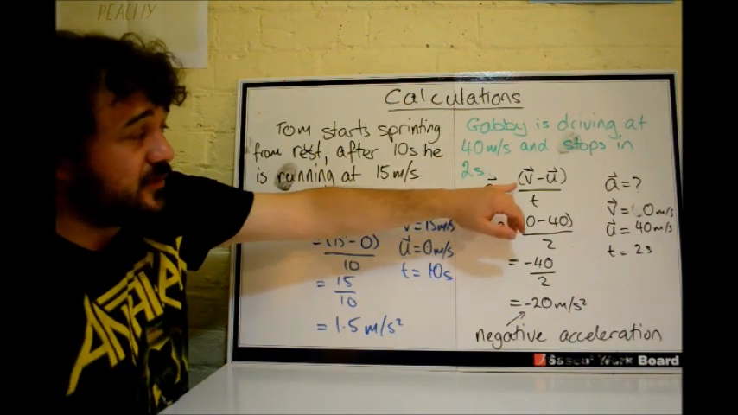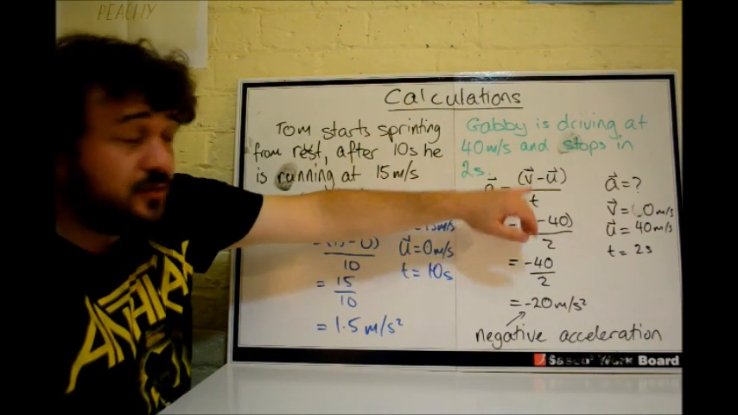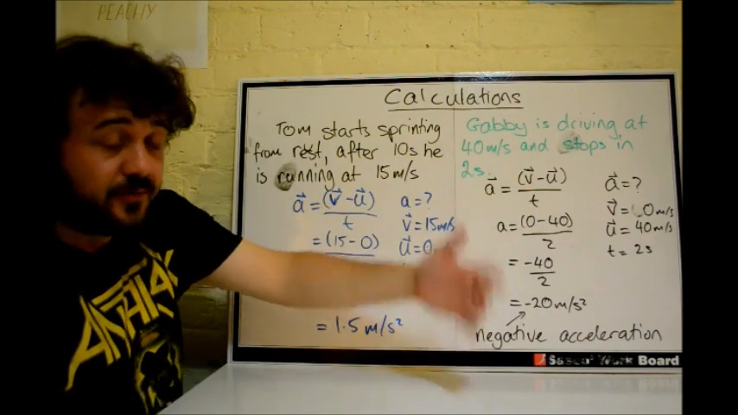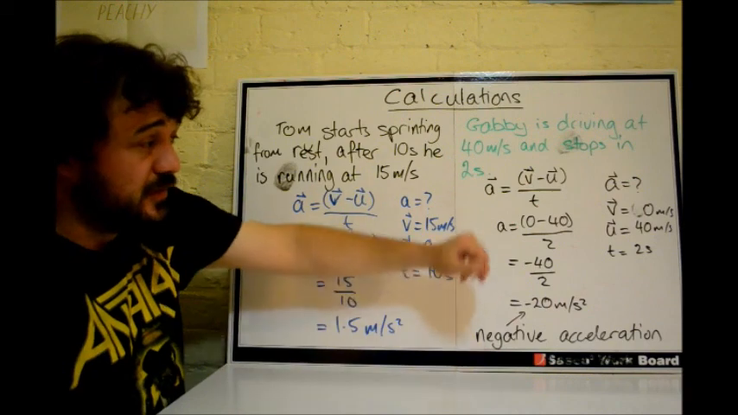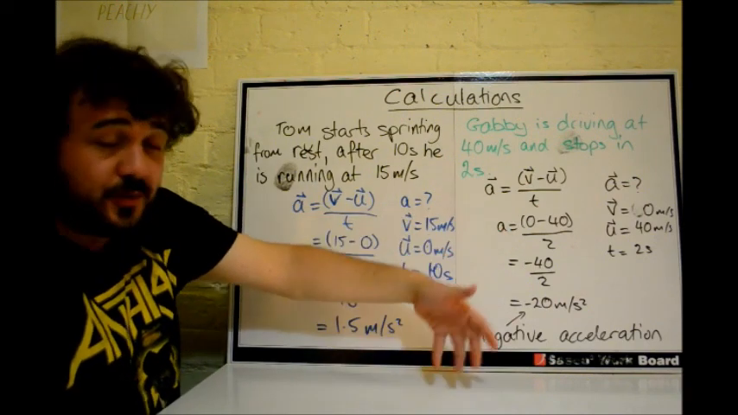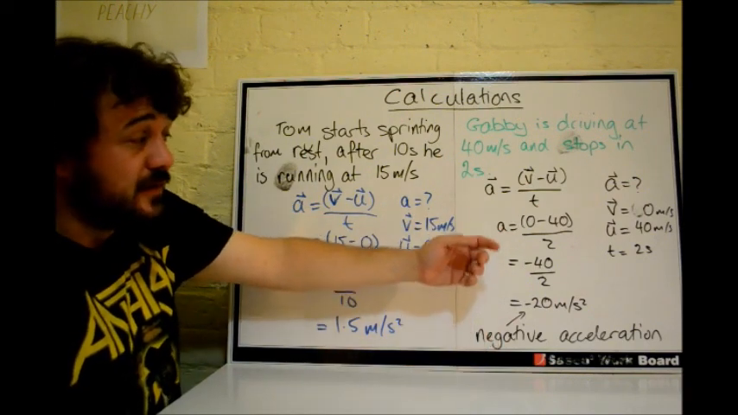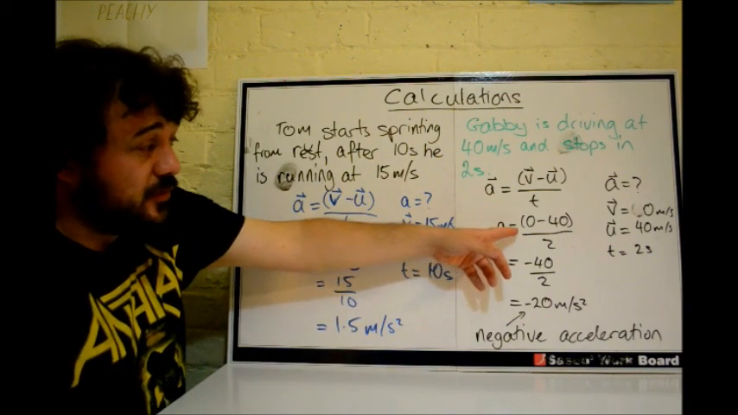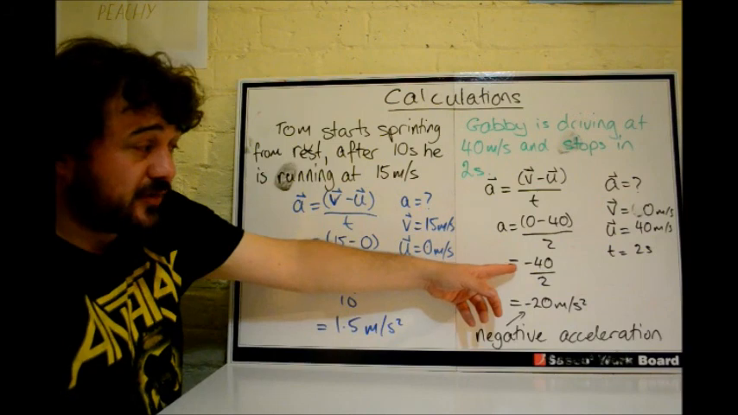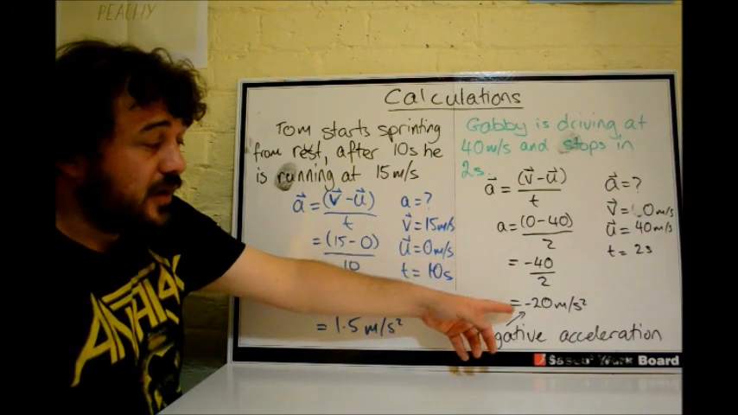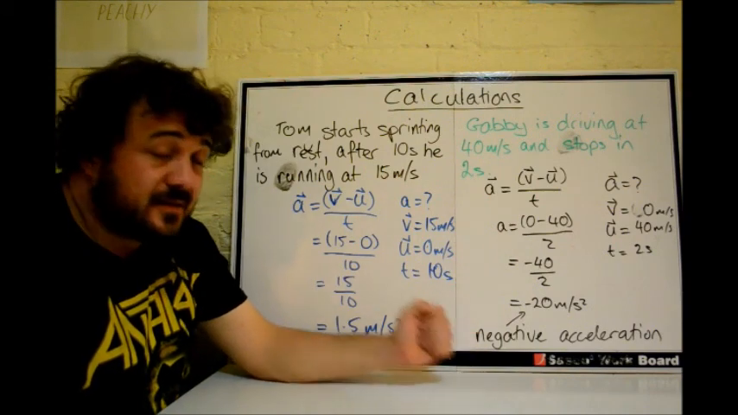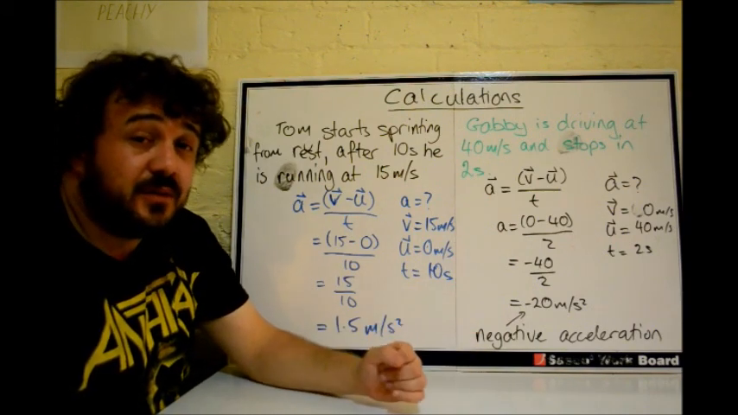So acceleration equals v minus u over t. Okay, so v is 0, because her final velocity was 0, that's where she stopped. u is 40 meters per second, because that's what she started at. And it took her 2 seconds to stop. So 0 minus 40 over 2 becomes minus 40 over 2, minus 20 meters per second per second. That's negative acceleration. And that's how we work it out.